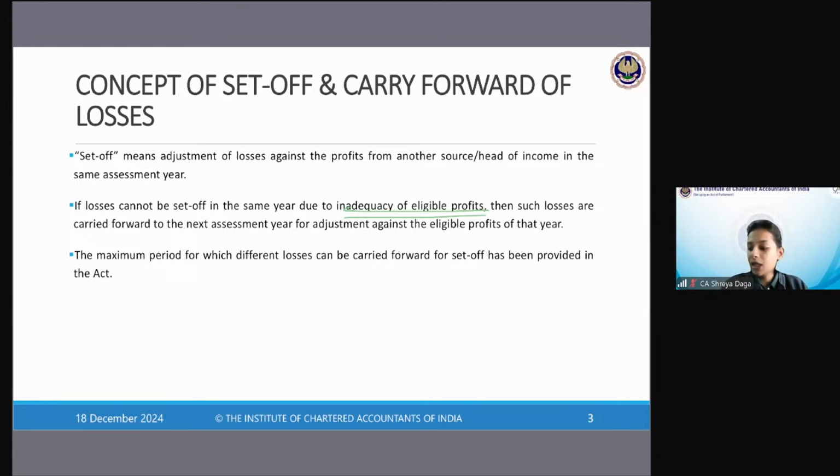Okay. Maximum period, how long will you take it? Next year, next to next year, next to next year. How long will you take it? Law has given you the mechanism. 8 years, 4 years, indefinite years, no number of years. There are different provisions for different types of losses. Okay, so we will do that.